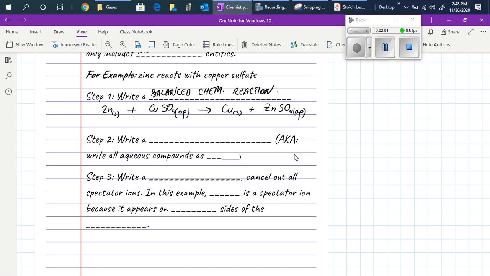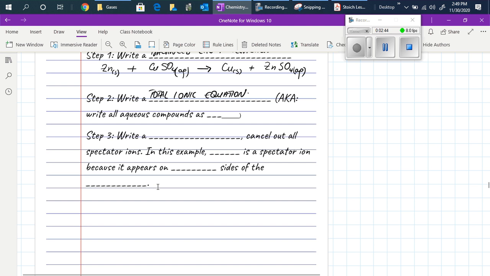And then as the second step, we will write a total dissociation equation or total ionic equation. So we will see whether it is dissociated or not, based on whether it is soluble or not. So total ionic equation. This is known also as writing ions.